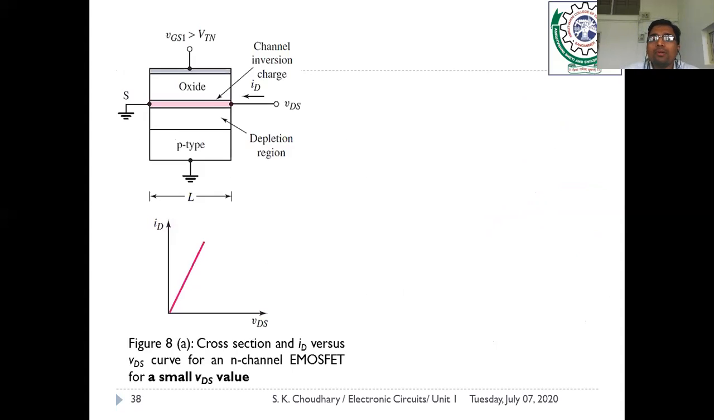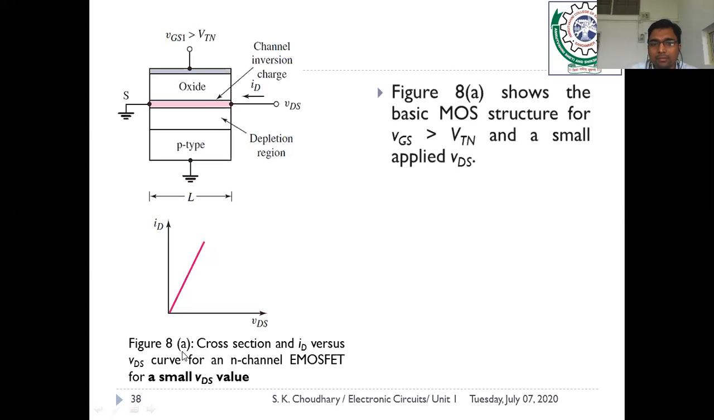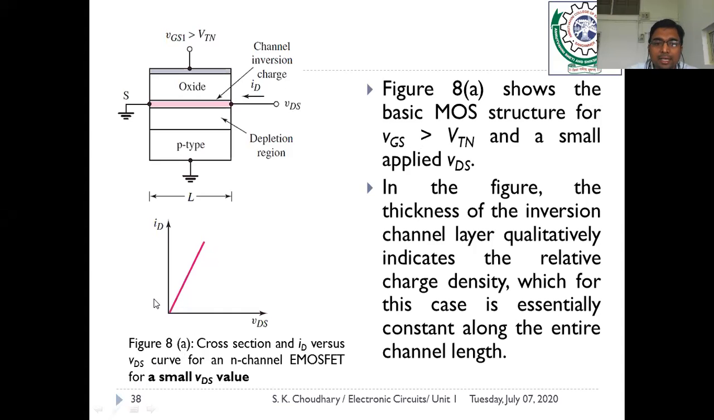Now moving forward. This is the structure of the MOSFET when you apply a positive gate to source voltage greater than the threshold and a positive drain to source voltage. And this is the example for a small VDS value. At that time you can see a linear relationship between the drain current and the VDS voltage. So it increases linearly for a very small value of VDS. And you can also see it here in the diagram.